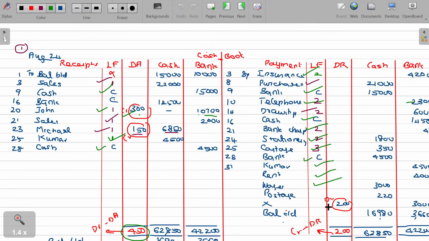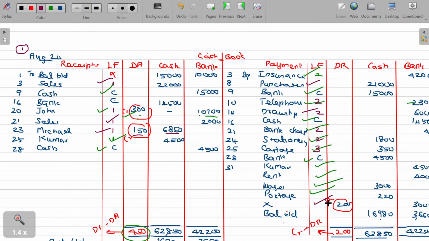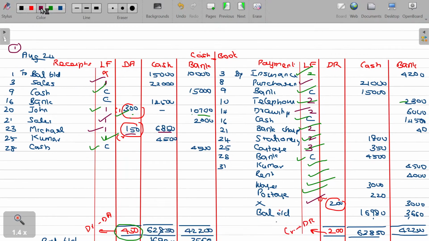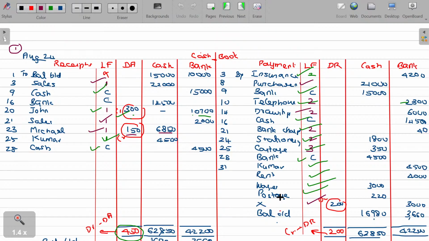Then postage. How much? The value being 220, that too in cash. The next one, X account, 3,200. X account, bank 3,000, discount received 200. Then everything is over. What about this one?